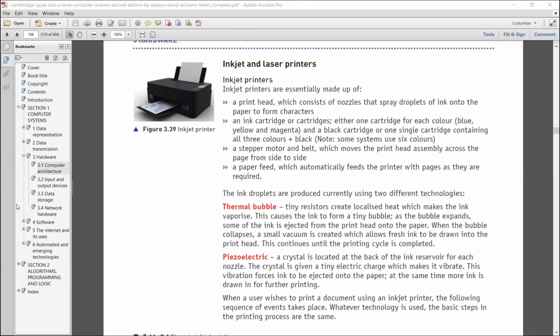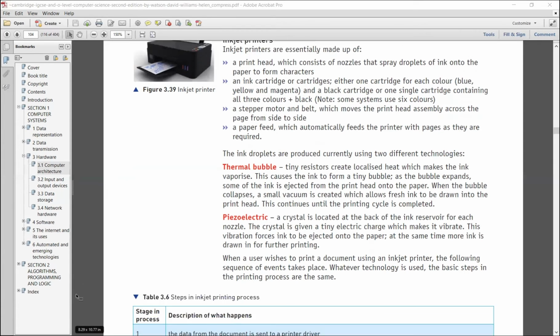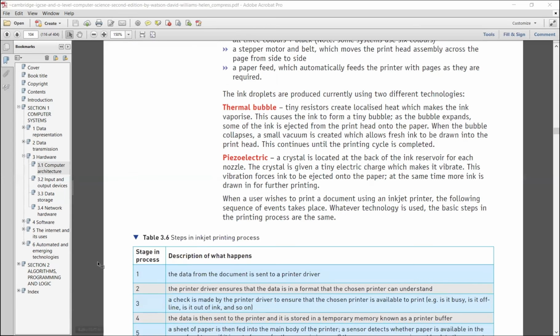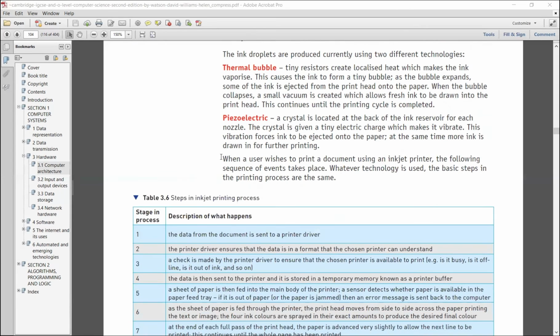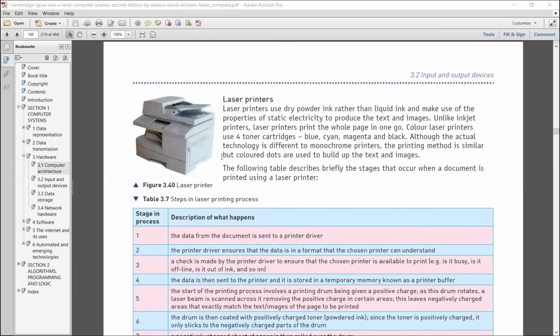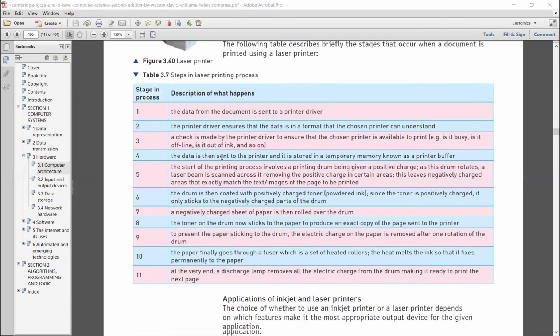But remember one thing, inkjet is a character printer because it prints character by character. On the contrary, laser printer is a page printer because it composes the whole page in a go and then prints the whole page all together. So this is what you need to know: thermal bubble, piezoelectric, the two technologies, and then the 3D printer also.